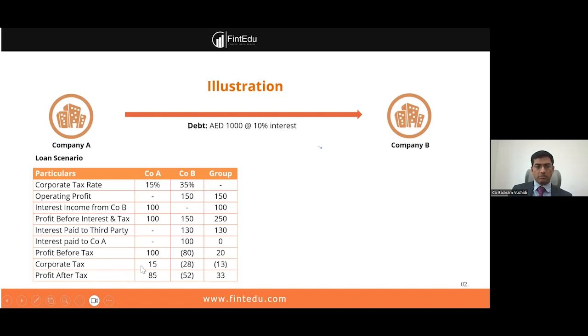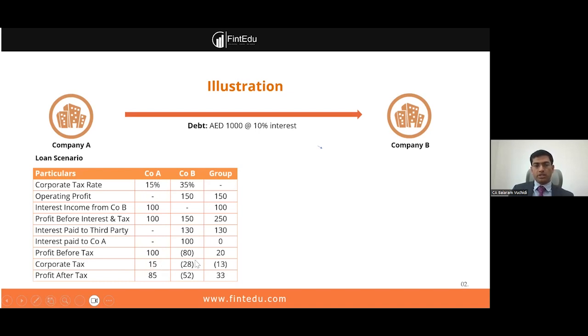When we compute the tax amount for company A, since we have a corporate tax rate of 15%, on profit before tax of 100, 15% on 100 comes to 15 dirhams. So corporate tax in the hands of company A is going to be 15 dirhams.